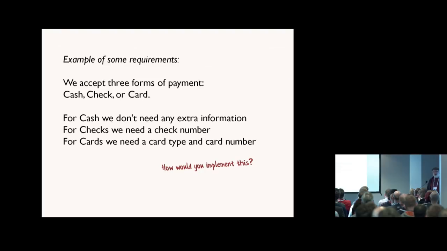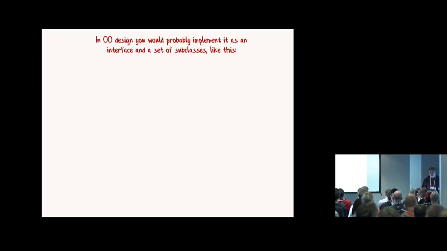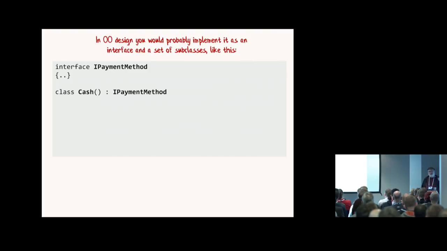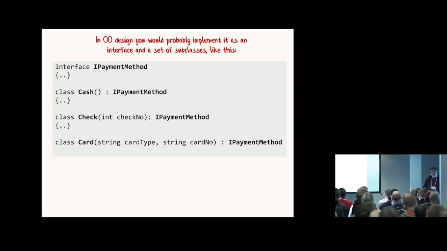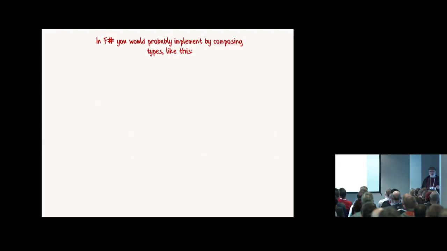Okay, so how would you implement this in your language of choice? Well, if you're an OO programmer, you'd probably immediately say, well, I need an interface to represent the payment method, maybe an abstract base class, I don't know. And then I'm going to have a bunch of classes that implement this interface, a cash class, a check class, a credit card class, and each class is going to have the extra data it needs to represent that thing. Okay, well, that's fine. But let's look at how you do this in F#.